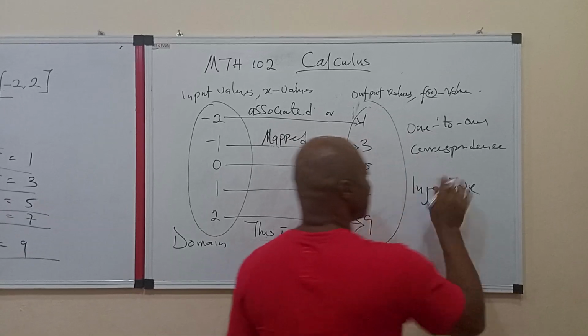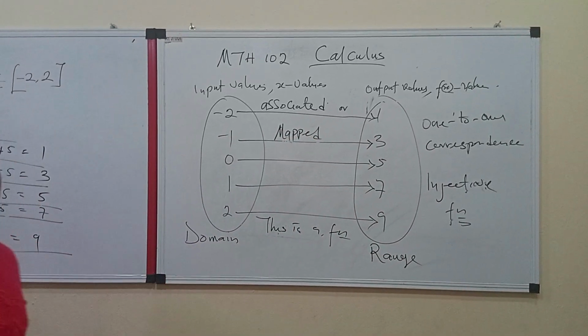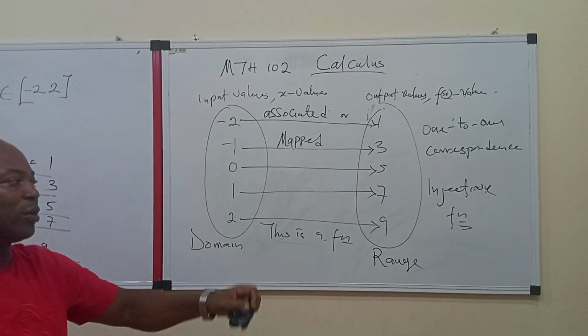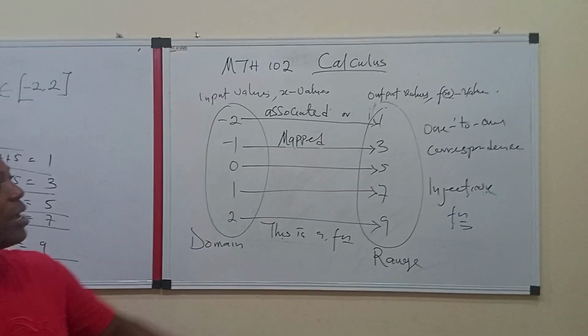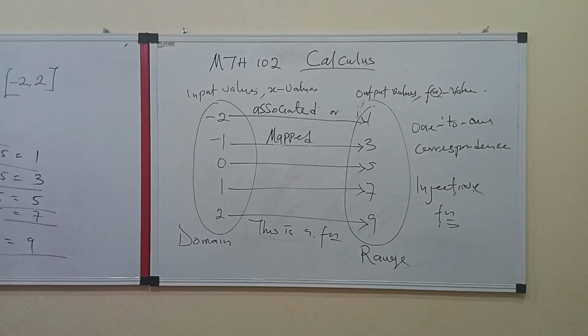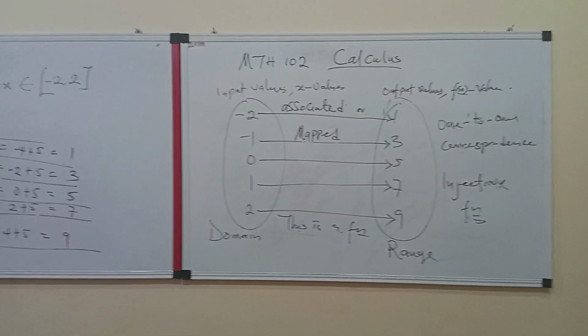Injective function. Say na injective function, or you say injective mapping. The way you use am, you say e dey injective, either you say e dey one-to-one, or you say e dey injective. Now so that one dey.